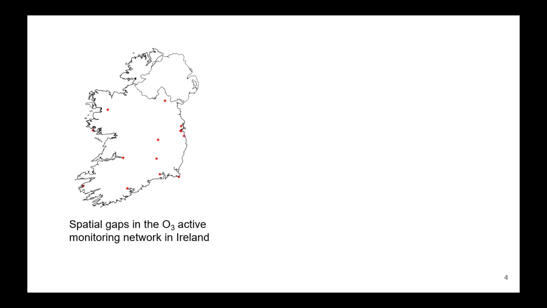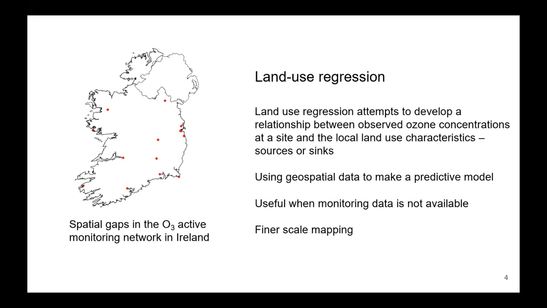So what can we do about that? Well, land use regression could come in handy here. It attempts to develop a relationship between the observed ozone at site and the local land use characteristics. So the sources of precursors that are leading to ozone formation, or the sinks, the removal processes, like surfaces it's deposited onto, or reactions with other gases. So it's using geospatial data to make a predictive model, and it's useful when monitoring data is not available. So this will hopefully allow us to make finer scale maps.